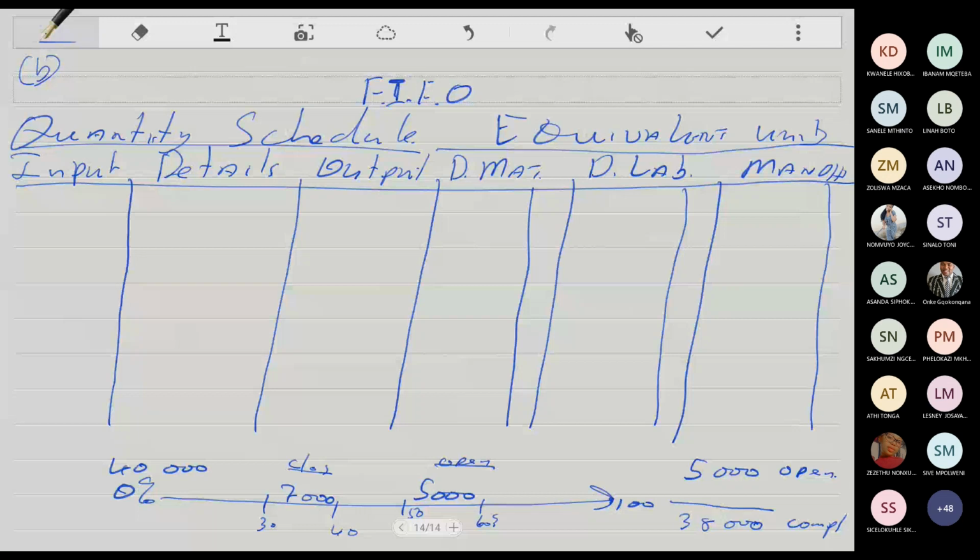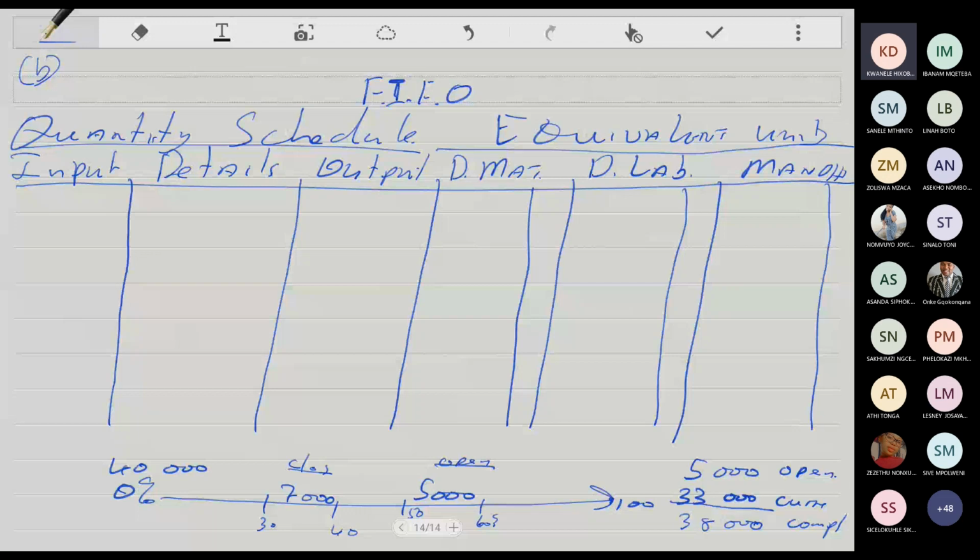That is from the 40,000. So that's how you are going to report your output column if we are using first in, first out. So that's the change we're talking about. Whereas in the average method, we simply combined. By the time we reach 100%, we can distinguish between the two, that is your opening and your current units. But under first in, first out, we do. So look now, how are we going to present that?